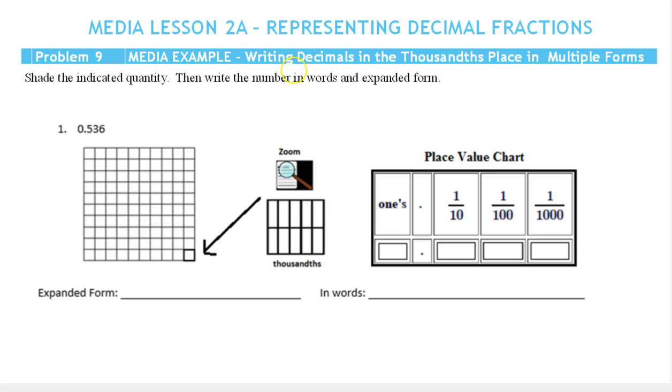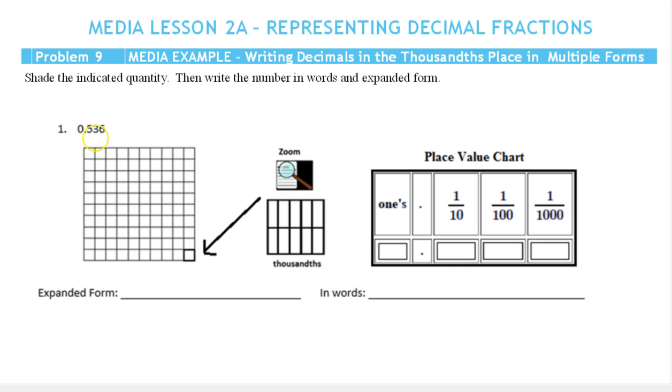In this example, we're going to write decimals in the thousandths place in multiple forms. Unlike the last problems, we're going to start with the decimal value, and then write it in expanded form and in words. We're going to use the place value chart to aid our work. So let's start by putting this in the place value chart.